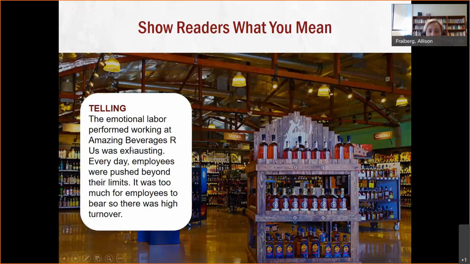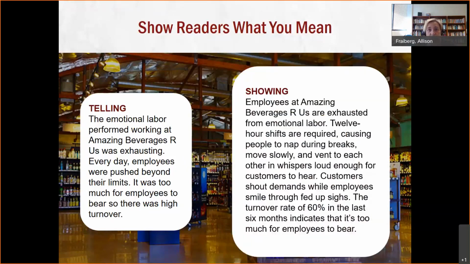What was it? What behaviors did you notice? What did you notice that signaled the employees were exhausted? What did you see and what did you experience that made you decide that they were pushed beyond their limits and that it was too much to bear? What led you to that decision? What did you notice that led you to that? And if you explain that, then you're showing.